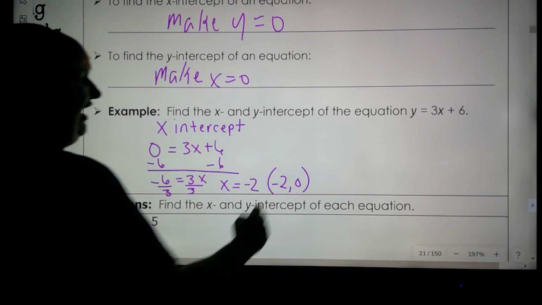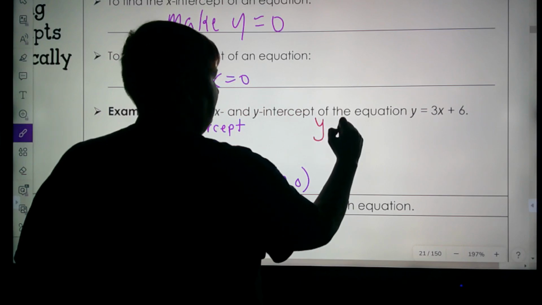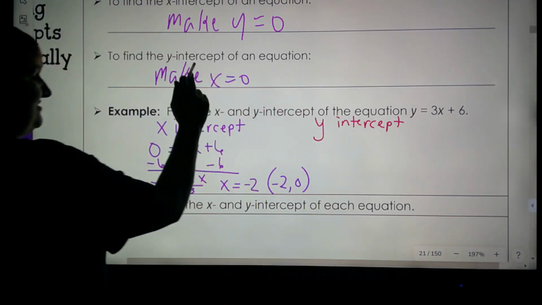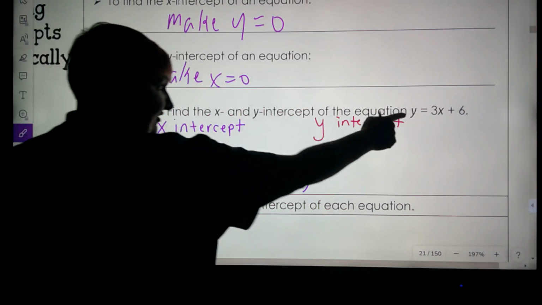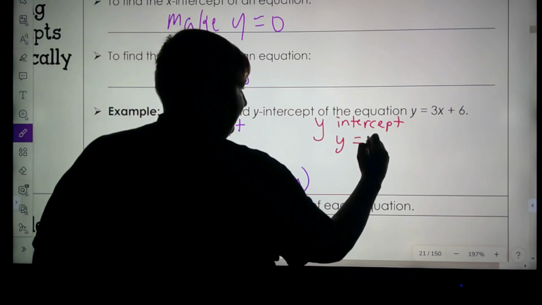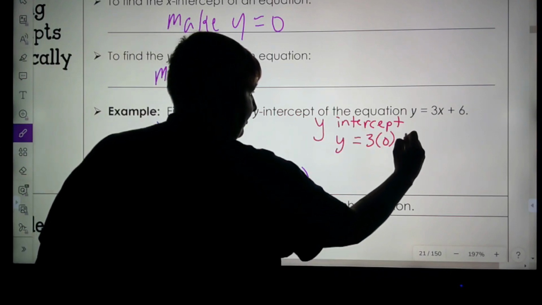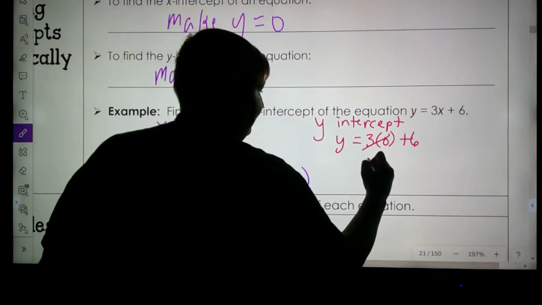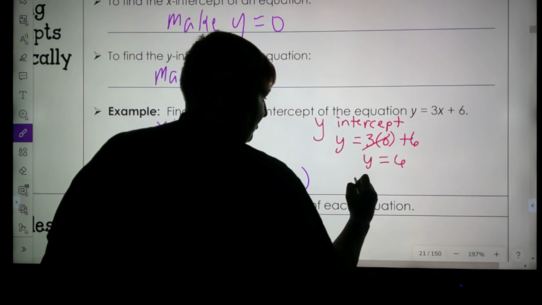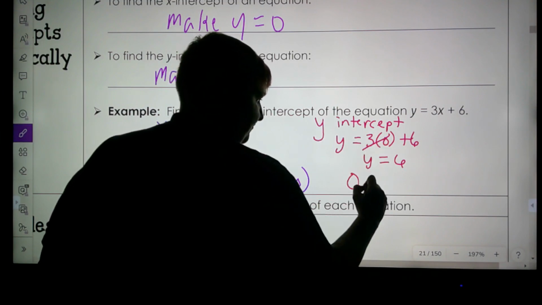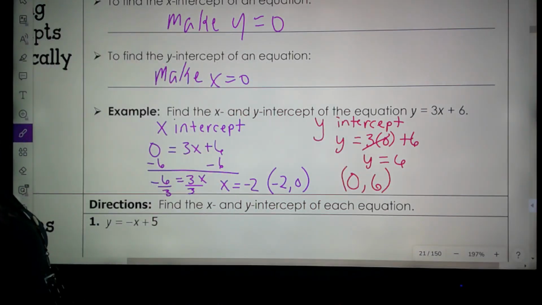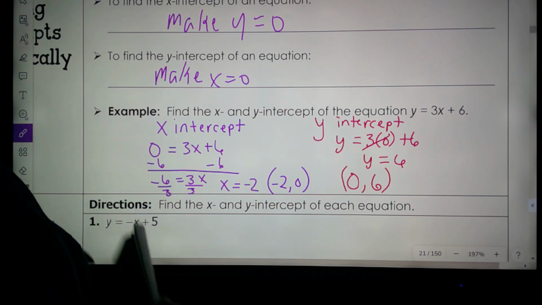Now, for the y-intercept, we're going to make the x 0. Right? So it's going to be y equals 3 times 0 plus 6. Anything times 0 is 0. So we're left with y equals 6. So when x is 0, y is 6. That is our y-intercept. There you go.